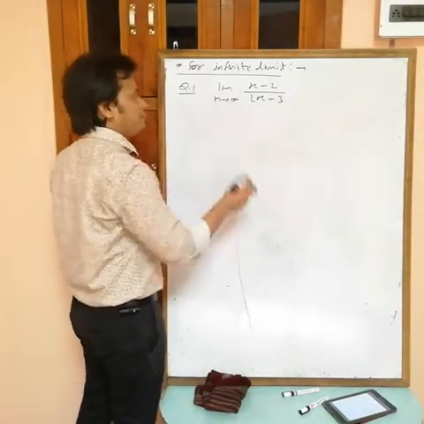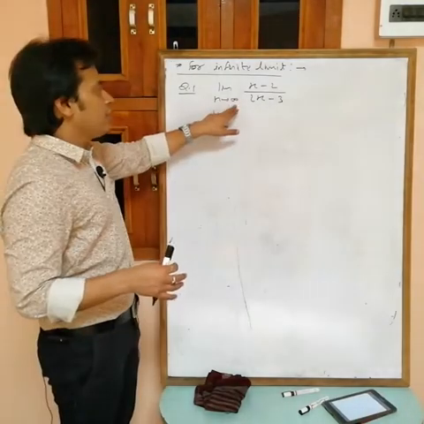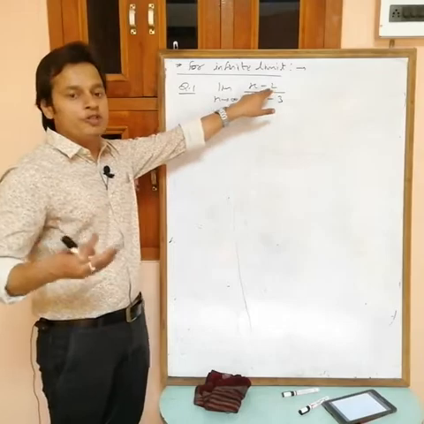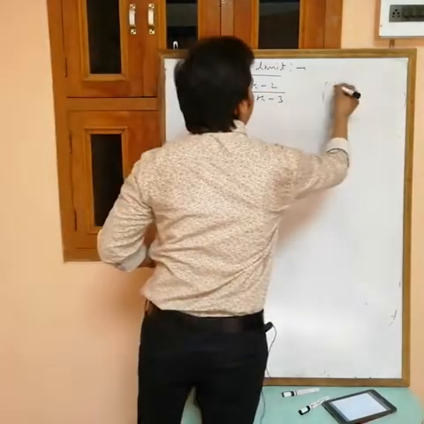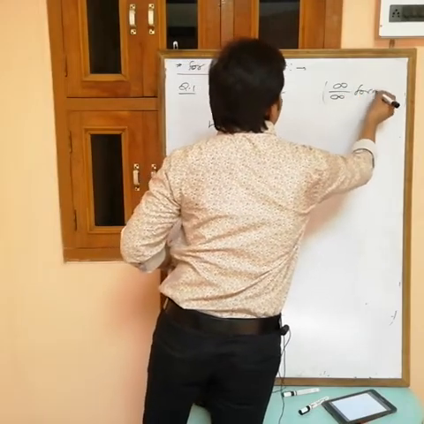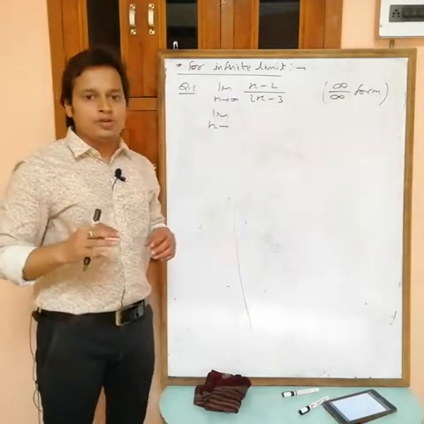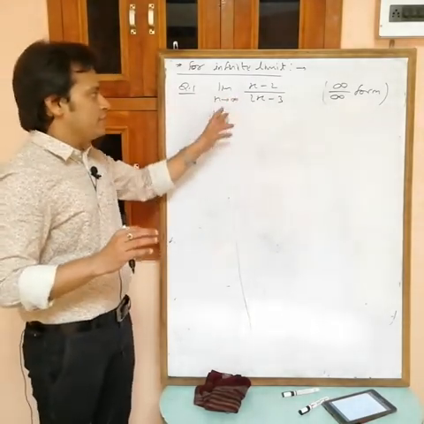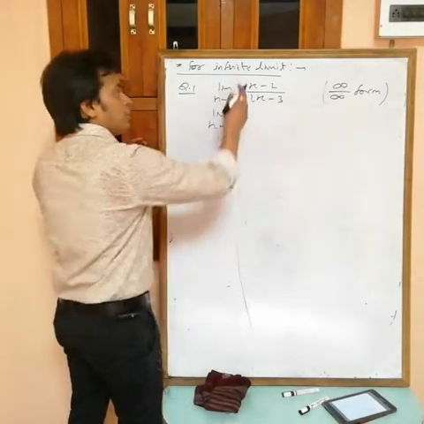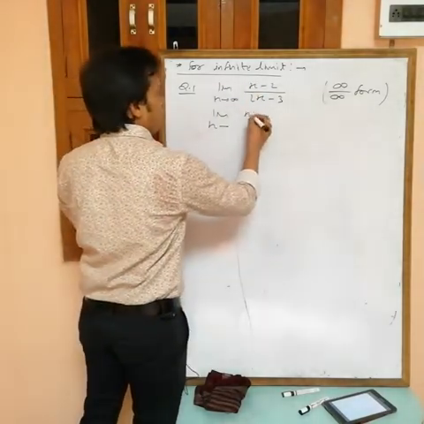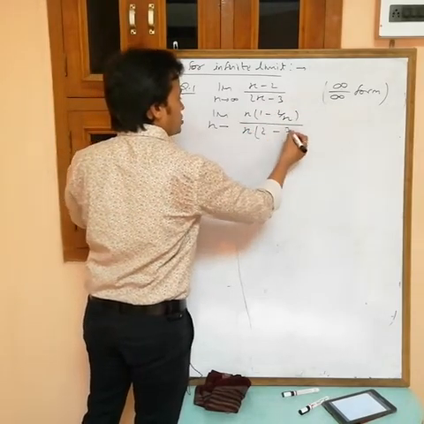Take common x. You can't put x equals infinity directly, because if you put x equals infinity, infinity minus 2 is infinity, 2 into infinity minus 3 is again infinity. What we are getting is infinity by infinity form. You can use L'Hopital also, but L'Hopital is not always easy. This is the standard method. So take common the highest power of x. If you take common x, then we get 1 minus 2 by x over 2 minus 3 by x.